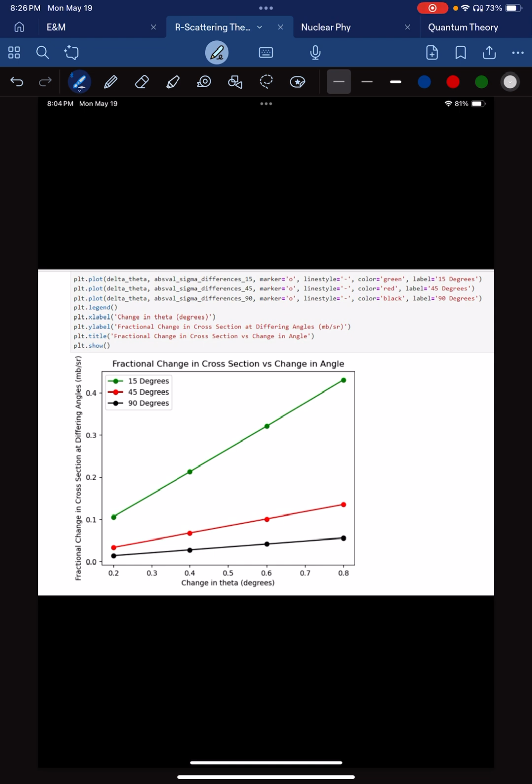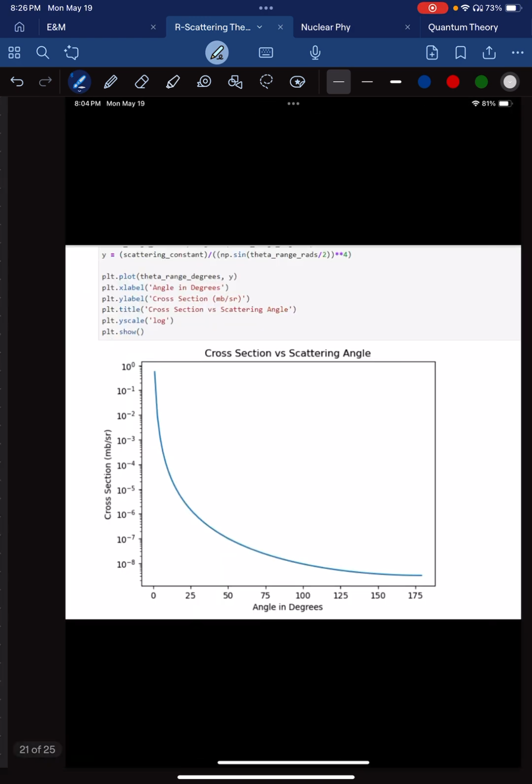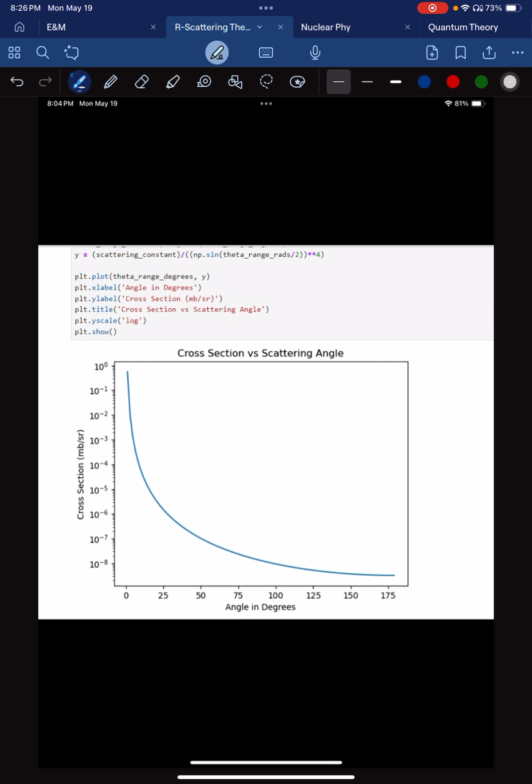However, the steepness decreases as you get to larger scattering angles. And that makes sense because if you look at our original graph here, around 15 degrees it's a pretty steep graph. And as you jump up to 45, it's not as steep. And then up at 90, it's even less steep. And that's basically what those changes are telling us, right?